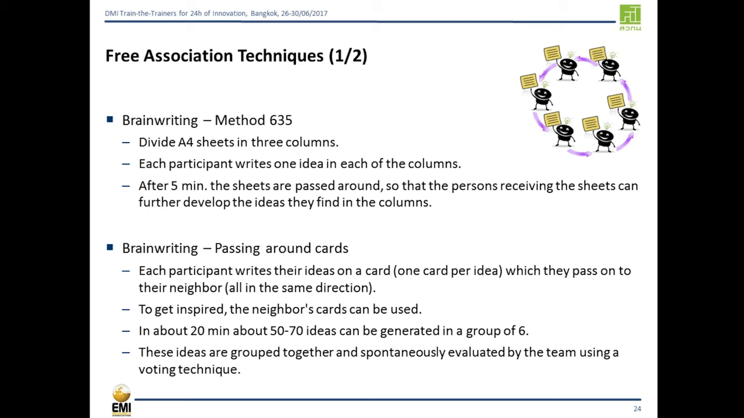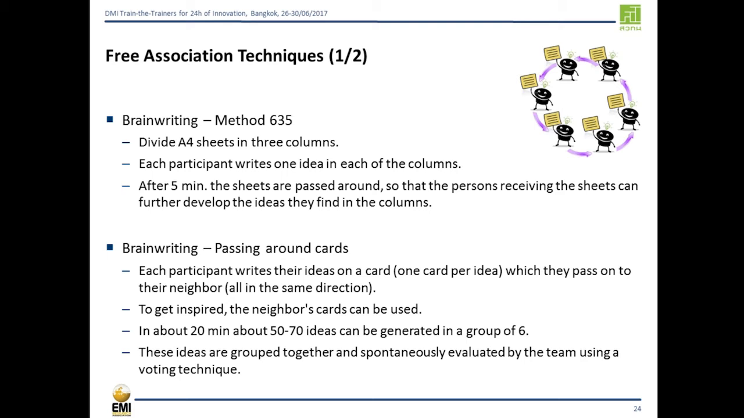Or another flavor of that is passing around cards. So each participant writes their ideas on a card, 1 card per idea, which they pass on to their neighbor. And then to get inspired, the neighbor's cards can be used. So you can use your neighbor's ideas in order to produce further ideas. And in about 20 minutes, about 50 to 70 ideas can be generated in a group of 6. Group of 5, group of 6 is the typical size of a creativity team. If it's more, then it's very difficult to have everybody active.